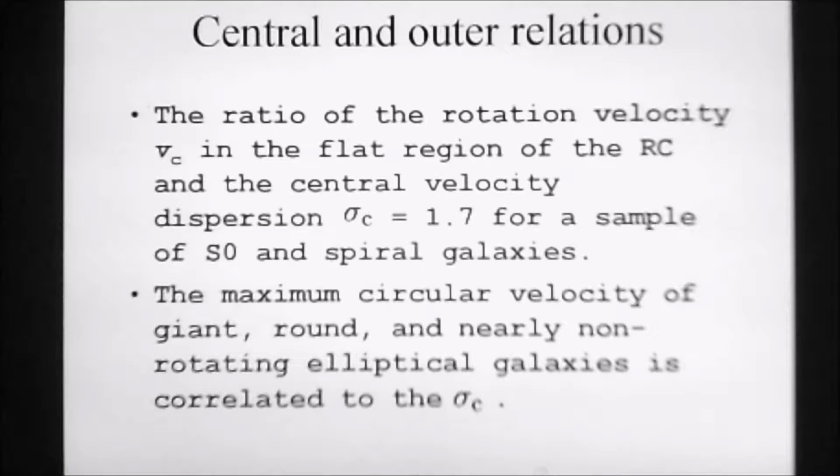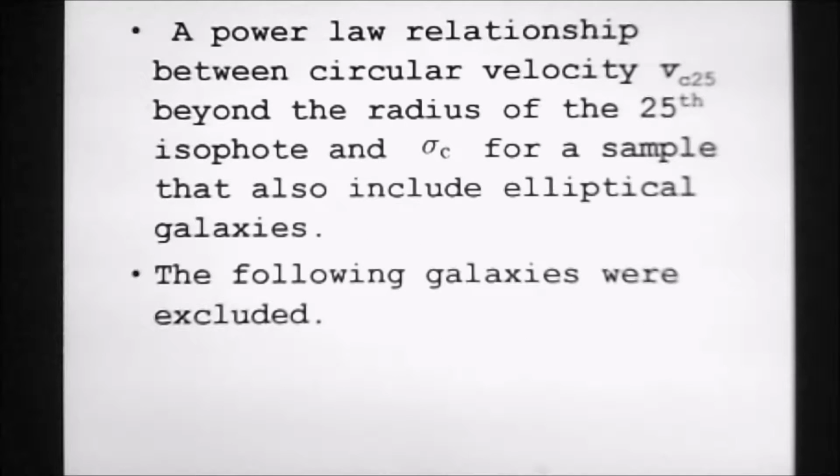The ratio of the rotation velocity in the flat region of the RC and the central velocity dispersion, sigma c, is approximately 1.7 for a sample of S0 and spiral galaxies. The maximum circular velocity of giant, round, and nearly non-rotating elliptical galaxies is correlated to the central velocity dispersion. A power law relationship exists between the circular velocity at the 25th isophote and the central velocity dispersion for a sample that also included elliptical galaxies.